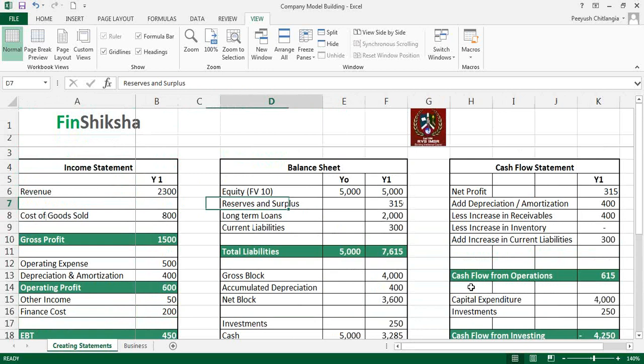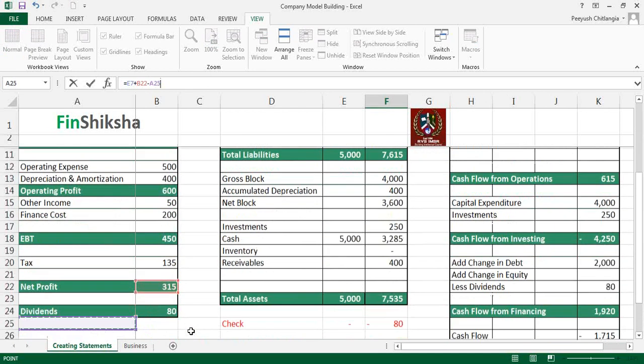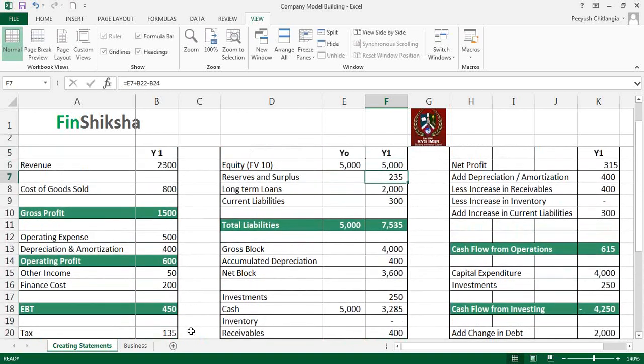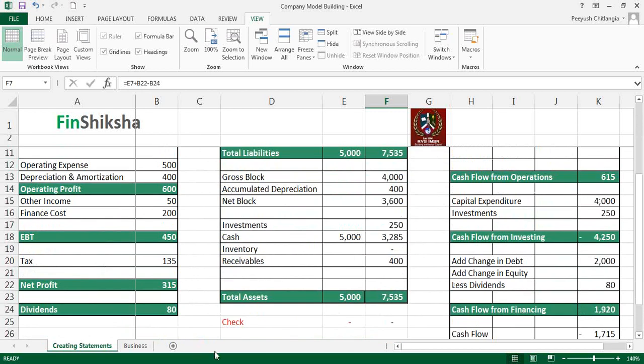But reserves and surplus is what the shareholder is entitled to. Now here we assume this 315 is because the net profit was 315, correct? But now out of this net profit, we have already paid out the dividend to the shareholder. So the entitlement of the shareholder has to go down by that 80 crore. So you have to subtract this 80 crore from reserves and surplus because this is already gone out, which brings us to a finally balanced balance sheet of 7535.